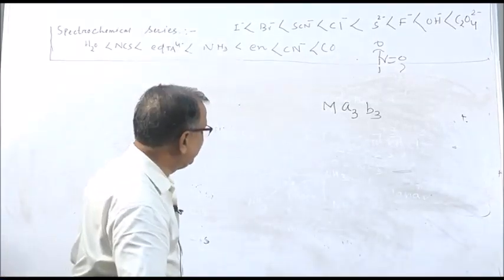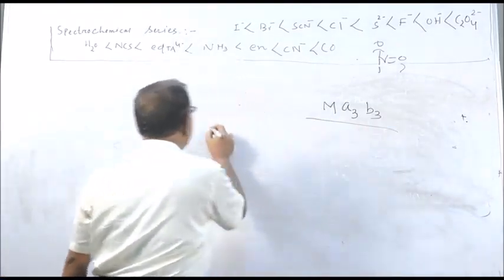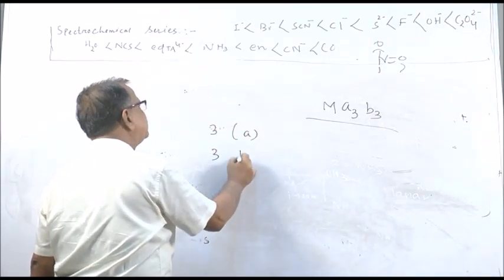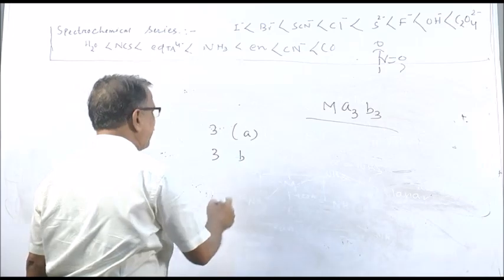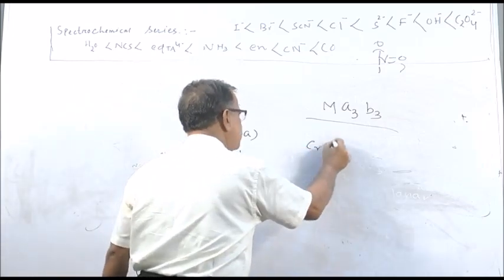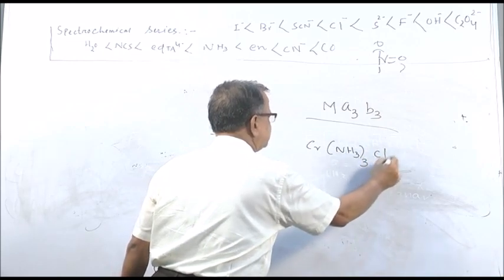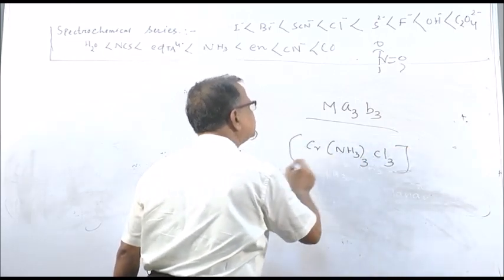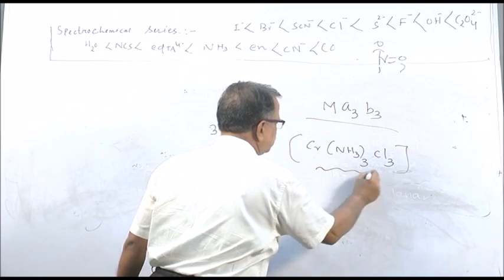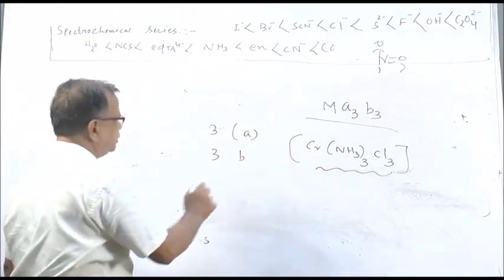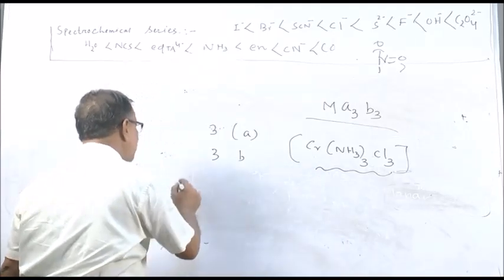In the Ma3B3 type, we take 3 A ligands and 3 monodentate B ligands. For example, you may write Cr(NH3)3Cl3. The total coordination number is 6. So this complex is there, and in this complex we get the isomers like this.